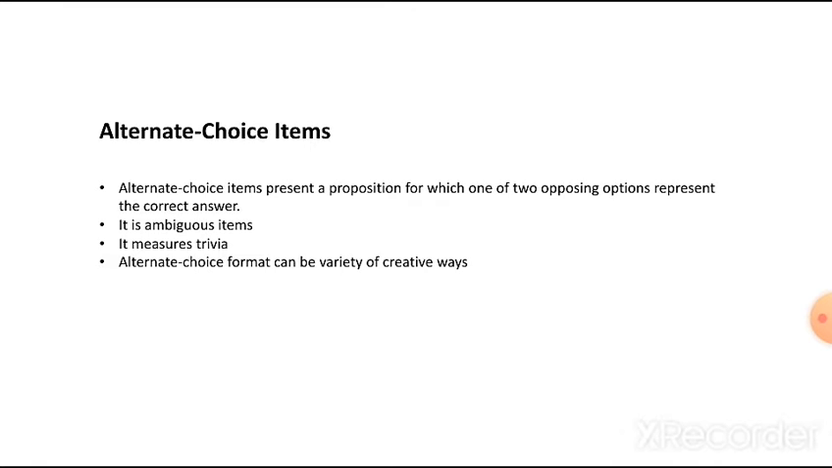By the way, I am Shaira May Katubix, and I have here four brief descriptions of what exactly alternate choice items are. From the word itself, alternate, it only presents two opposing options, whether true or false, agree or disagree, correct or incorrect, and anything else that represents two opposing options.